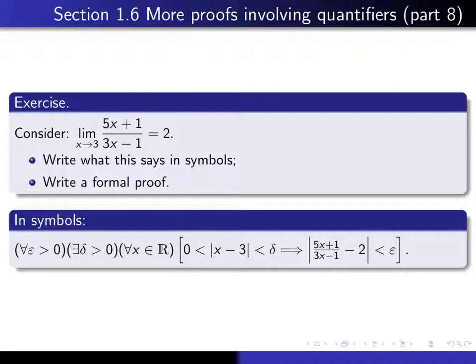Here's the formal working definition of the above limit statement. It says that for every positive real number epsilon, there exists a positive real number delta, such that for every real number x, if the absolute value of x minus 3 lies between 0 and delta, then the absolute value of our function (5x plus 1)/(3x minus 1) minus 2 is less than epsilon.